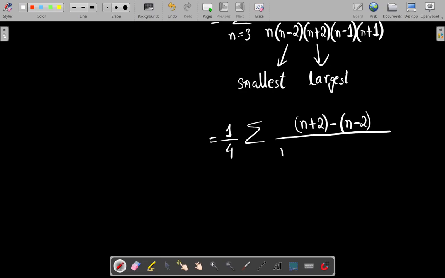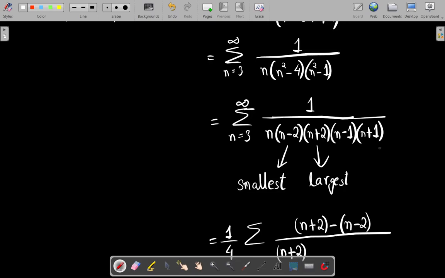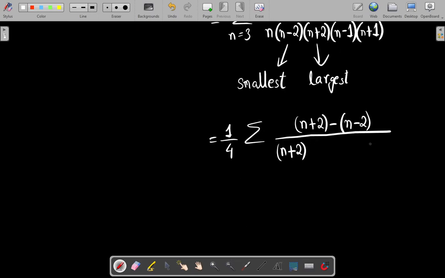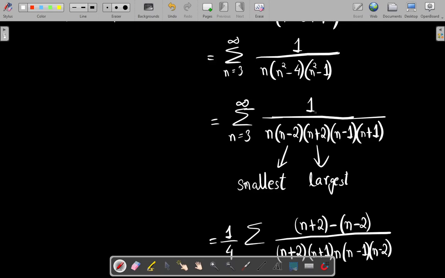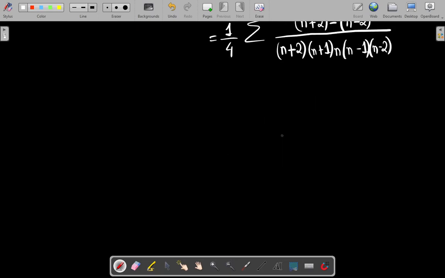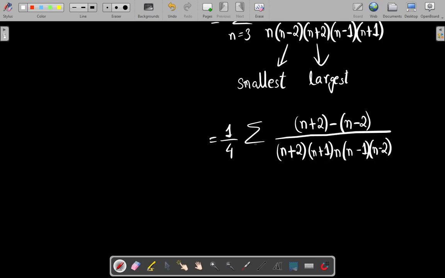Now I can write it as n plus 2. I'm writing the denominator in descending order, okay, from the largest term to the smallest term. So this becomes n plus 2 times n plus 1 times n minus 1 times n minus 2, right? I've just rearranged this expression like this. Okay, and the summation is from n equal to 3 to infinity.